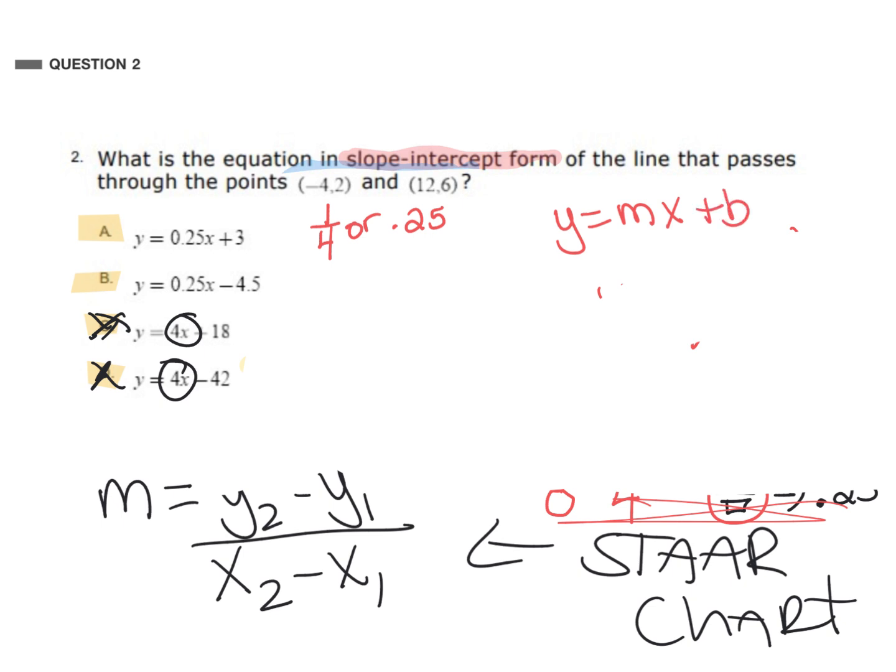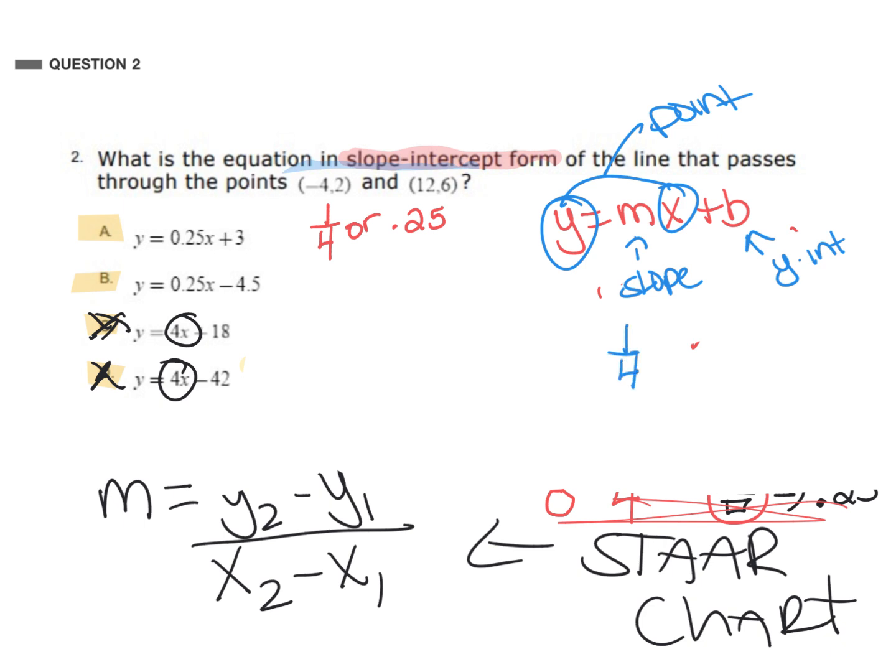Because remember, this is my slope. This is my y-intercept. An x and a y, that is a point on my line. Well, I have a slope, right? I have a slope of 1 over 4. And I have a point. I actually have 2 of them I could use. I have negative 4, comma 2, or 12, comma 6. So we are going to choose one of these points. I'm going to use negative 4, comma 2 just because I don't want to deal with that big number of 12. And I'm just going to plug it into my formula.